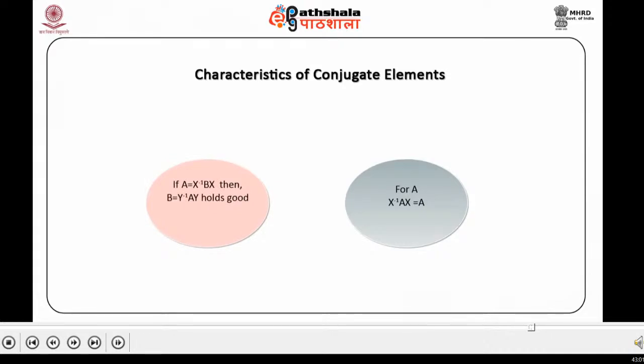there must be another element in the group, say Y, such that B equals Y inverse AY holds good. If A is conjugate with B and C separately, then B and C are conjugate with each other, or if A is conjugate to B and B is conjugate to C, then A will be conjugate with C also.